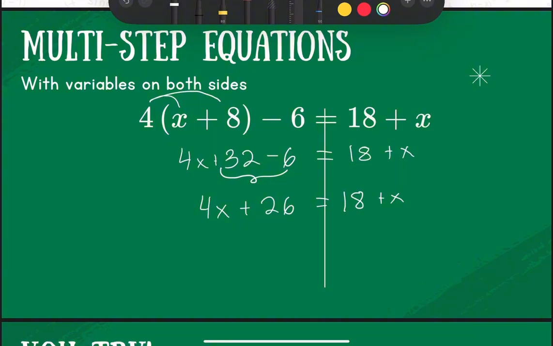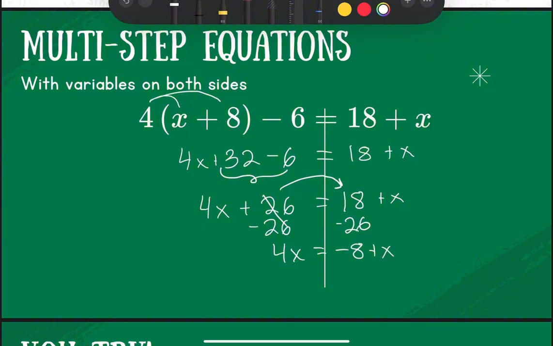Now the next thing I'm going to do is move 26 to the other side. So we're going to move 26 to this side to combine it with 18. So we're going to subtract 26 on both sides so we could get all those like terms together. And that's going to cancel. We're left with 4x is equal to negative 8 plus x.